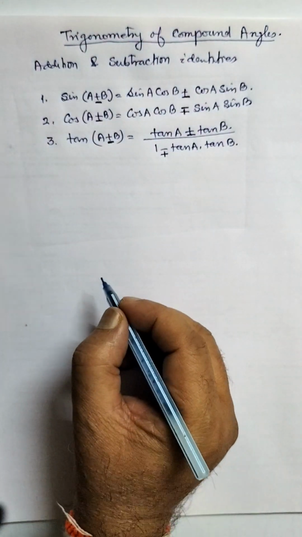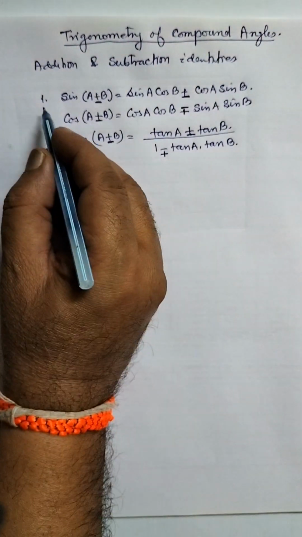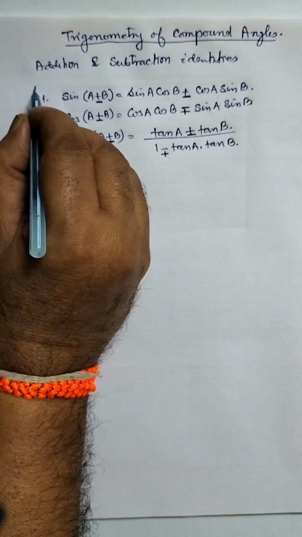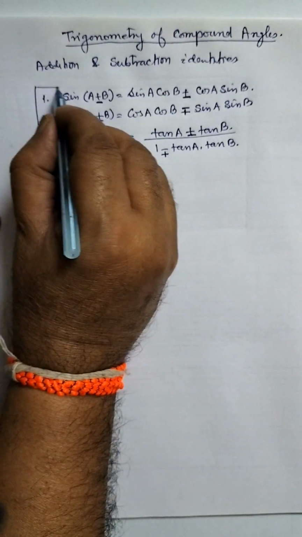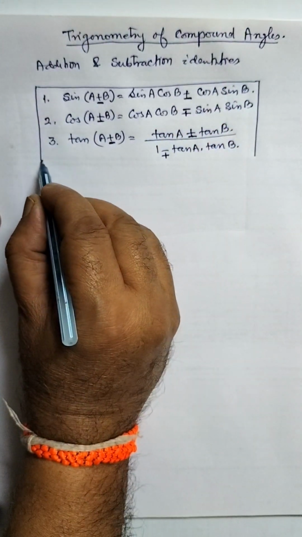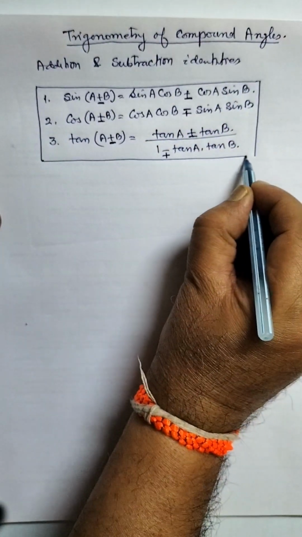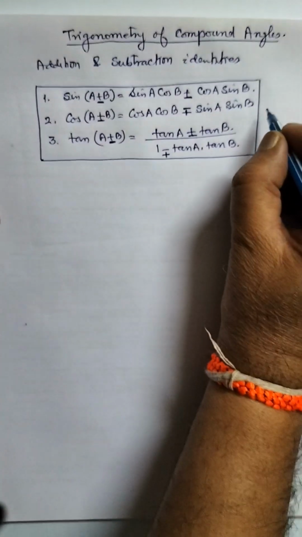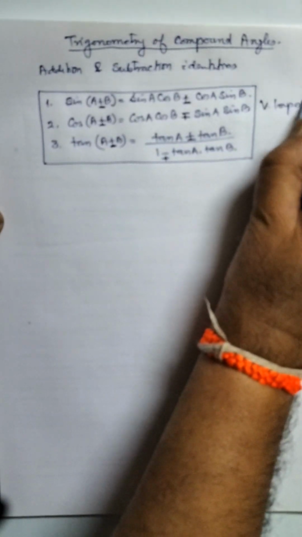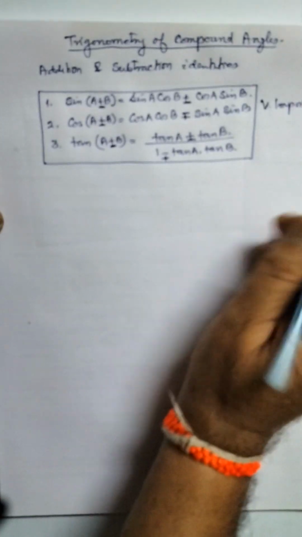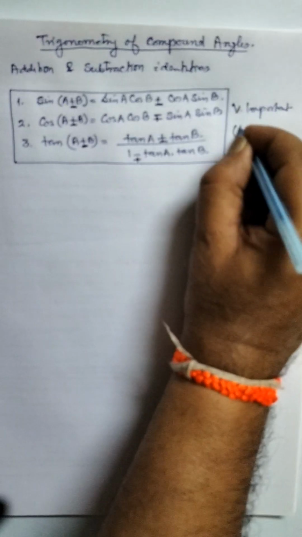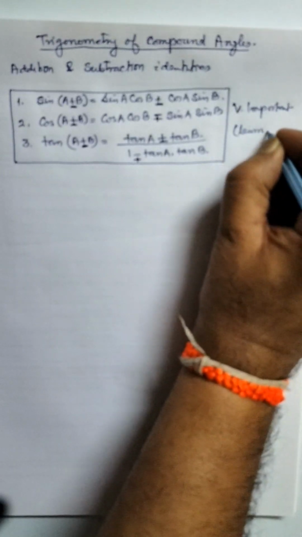So these are actually 3, or you can say 6, basic and very important identities with addition and subtraction of angles. These are very important and one should learn them.